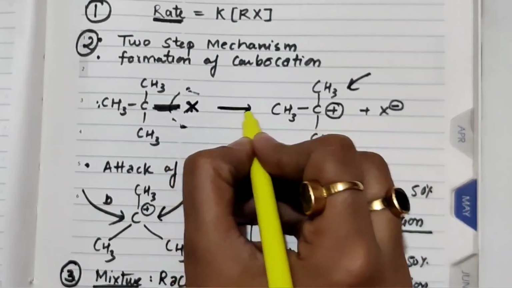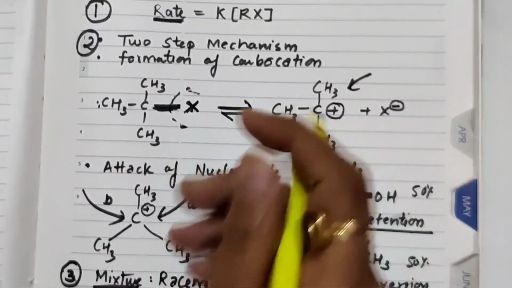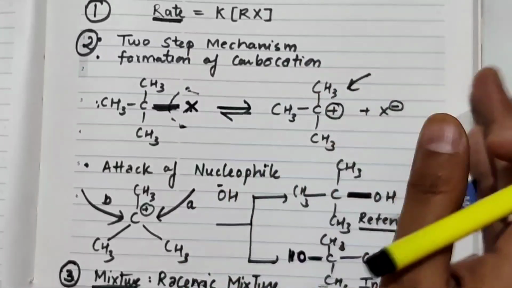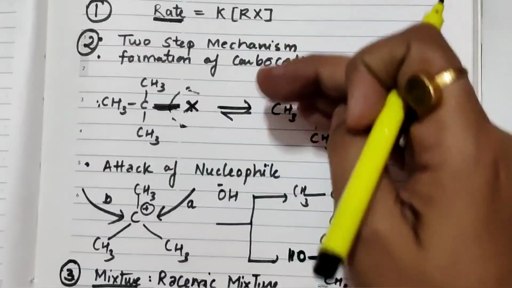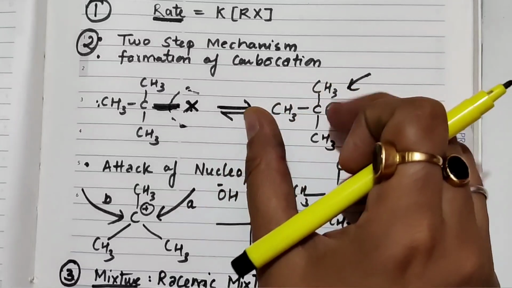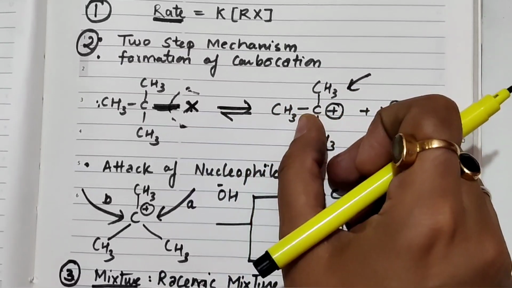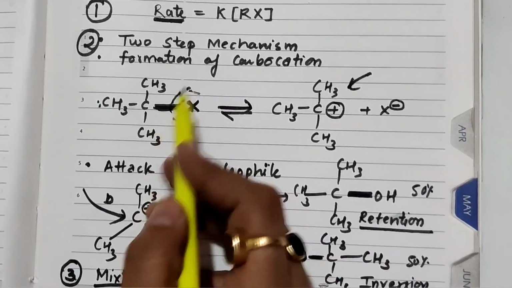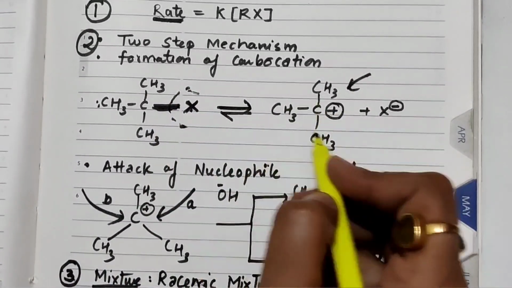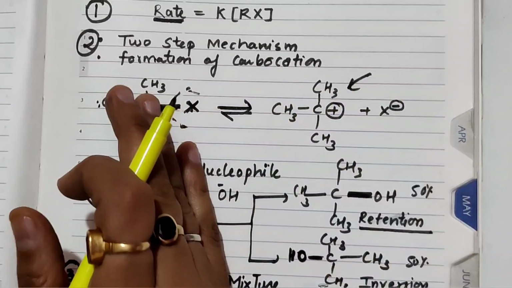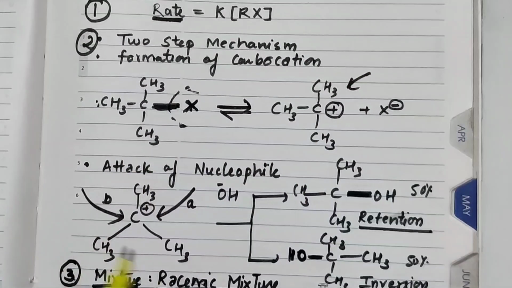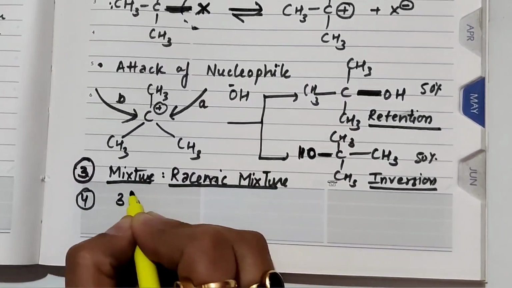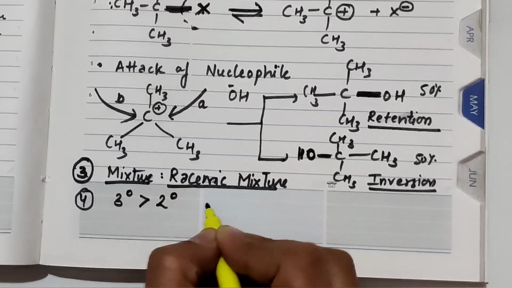So we can say this is a slow step, and the slow step is the rate determining step, which you will learn in your chemical kinetics chapter: if there are a number of steps, then the step which is slow, or slow in rate, will be the rate determining step. So now this release will form the carbocation, and if it is a stable carbocation, it will form much faster. So we can say the reactivity order for this will be 3 degree greater than 2 degree greater than 1 degree.